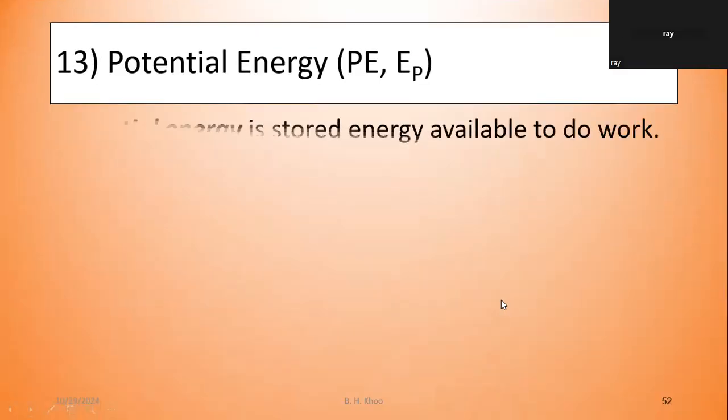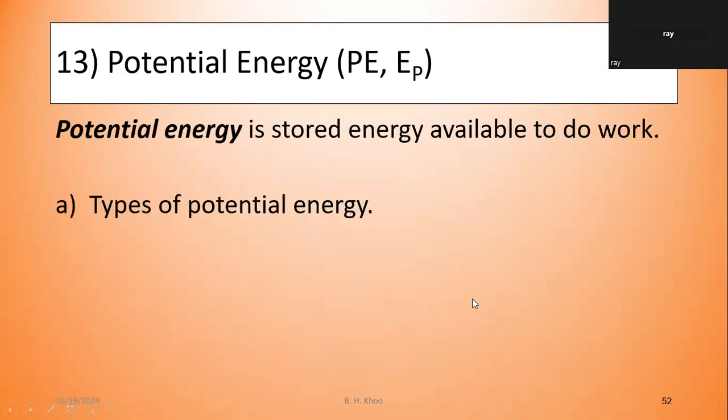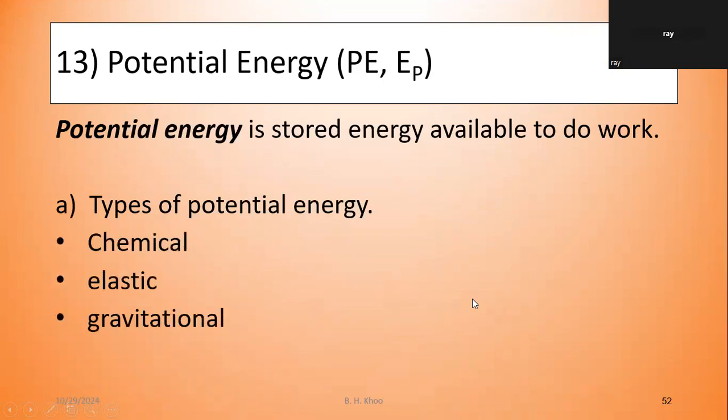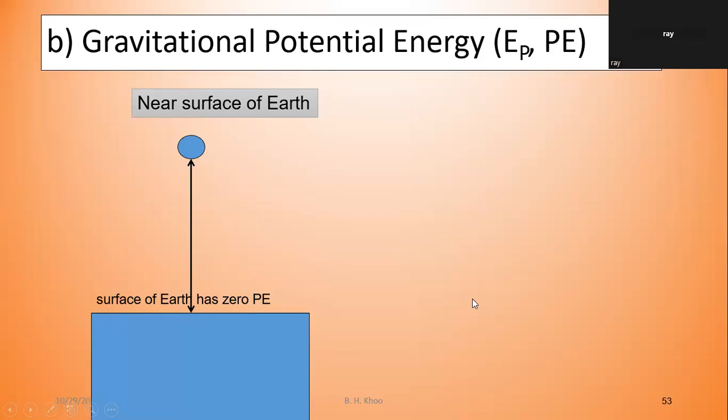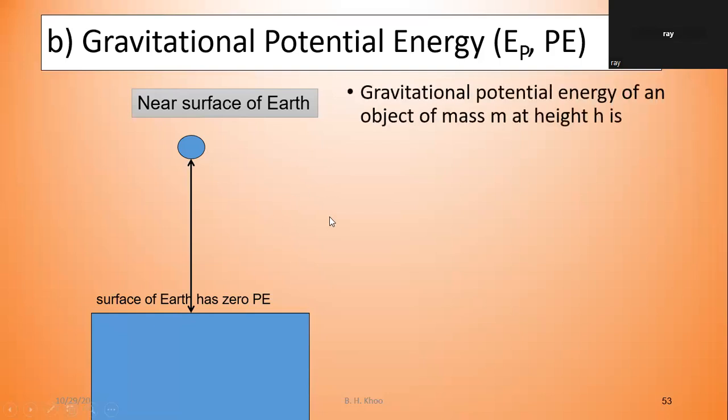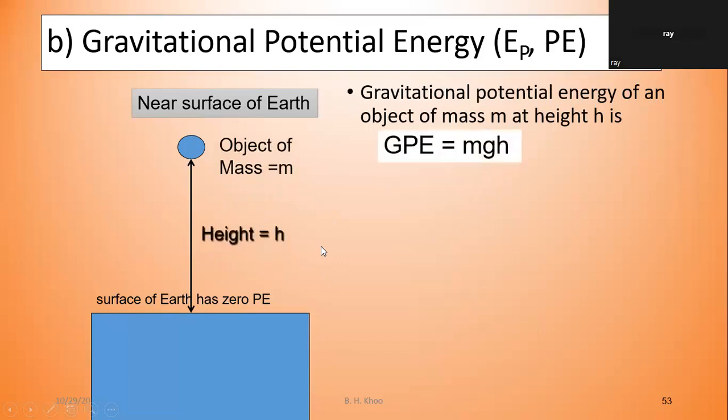Potential energy is stored energy available to do work. There are different types: chemical, elastic, and gravitational potential energy. Gravitational potential energy: an object at a height h above the surface of the earth. The object has a mass m, height is h, so gravitational potential energy is mgh. Memorize it and know how to use it.